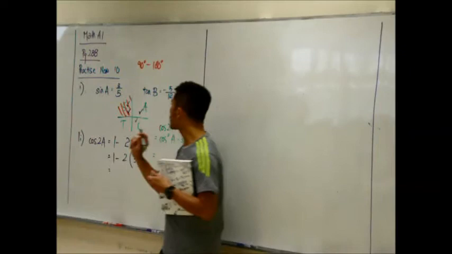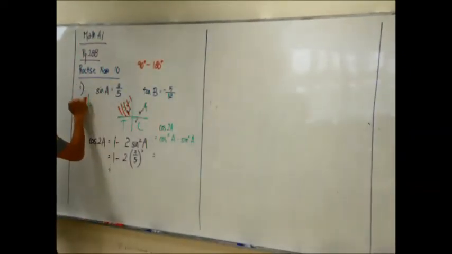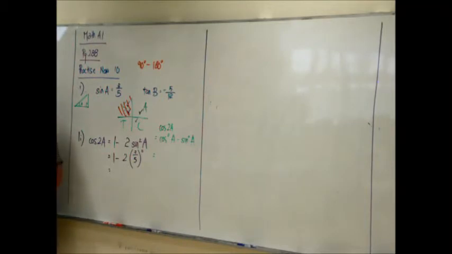Just now I already said use a right angle triangle. Label this as angle A, because your trigo ratios always make use of a right angle triangle. Let's say this is angle A. Sine is opposite over hypotenuse. So this is 3, this is 5. What will be this length? 4. You use the Pythagorean theorem.